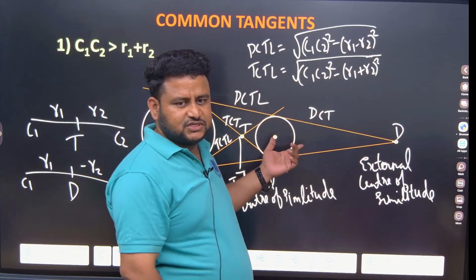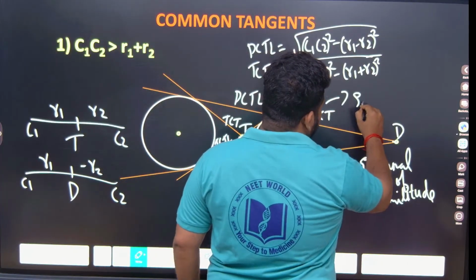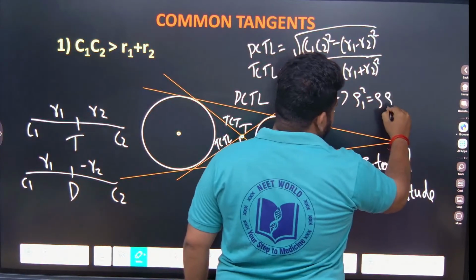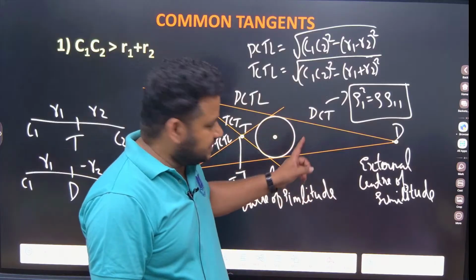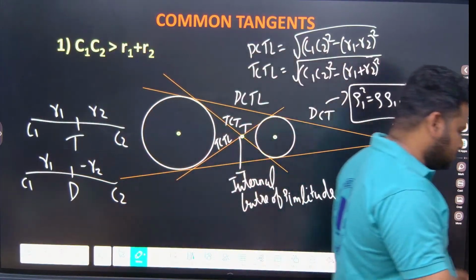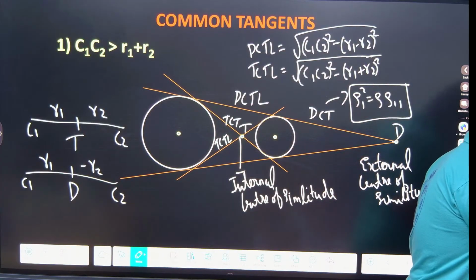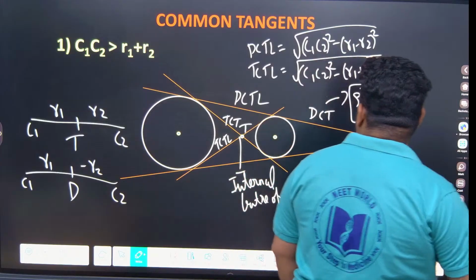Now they will ask the equation of the direct common tangent. The equation is given by S1 square is equal to SS1. It is not S1, it is S1 square is equal to SS1. This you have to remember. These are the things you have to remember when it comes to direct common tangents.